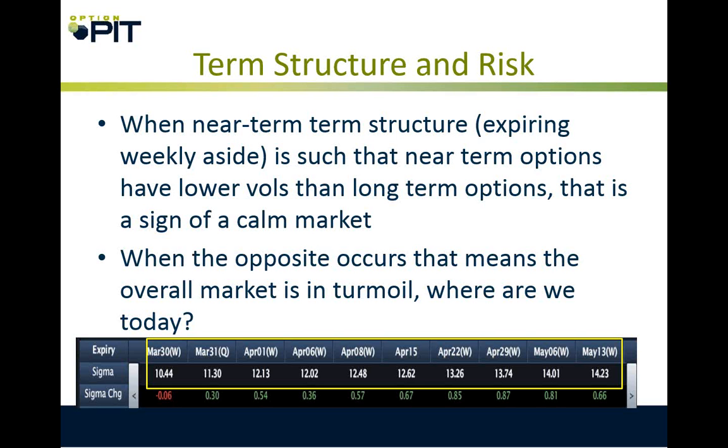Now, when near-term structure, expiring weekly aside, is such that near-term options have lower vols than long-term options, that is a sign of a calm market. When the opposite occurs, that means that overall markets are in turmoil. Well, where are we today? Are we in a normal market or are we in a tumultuous market?